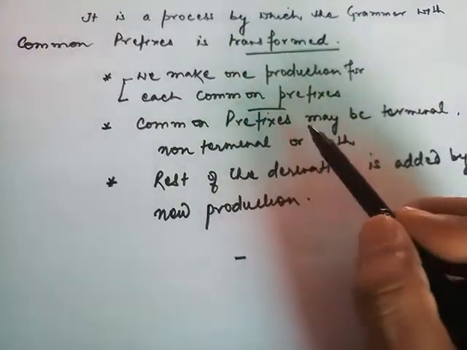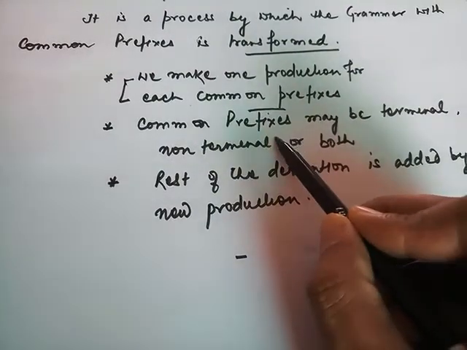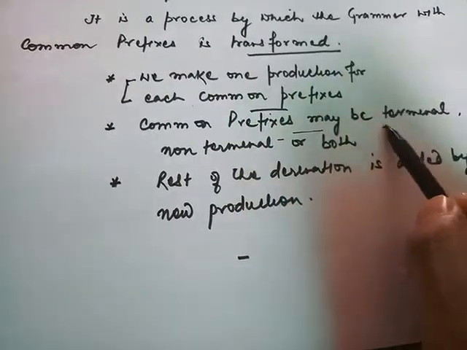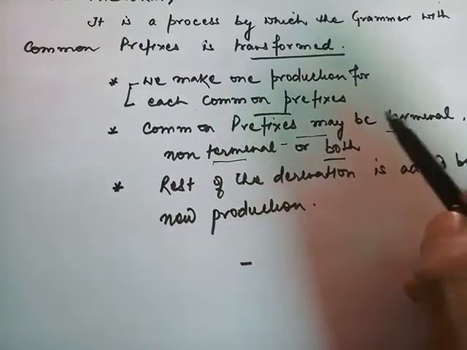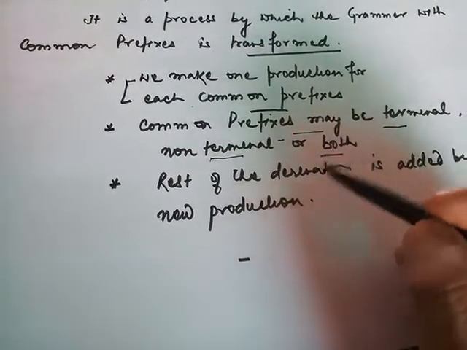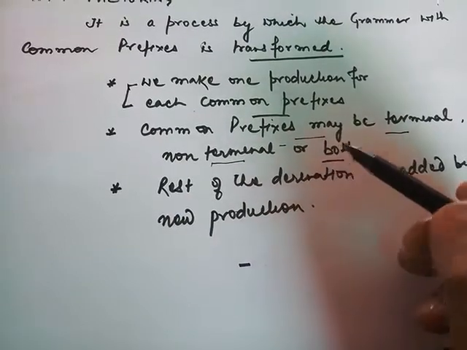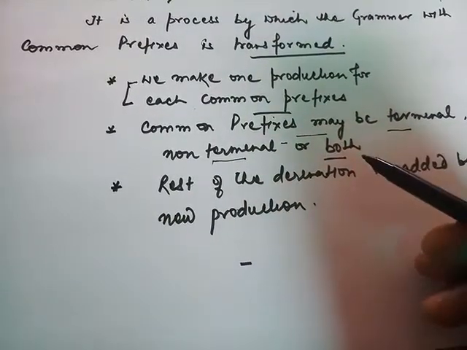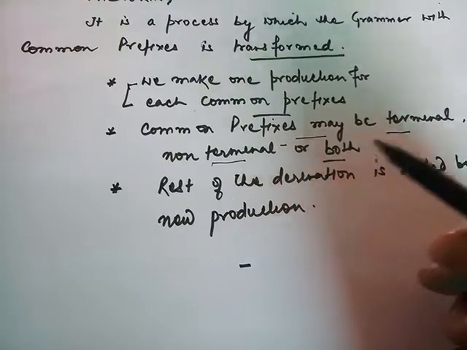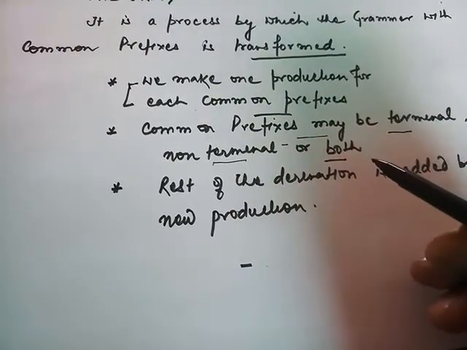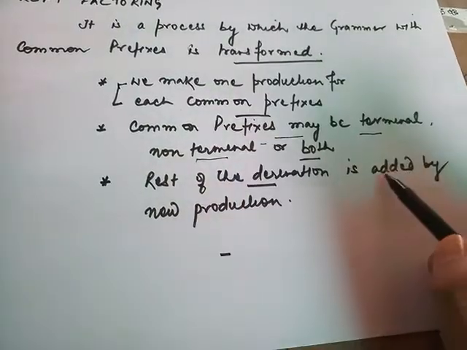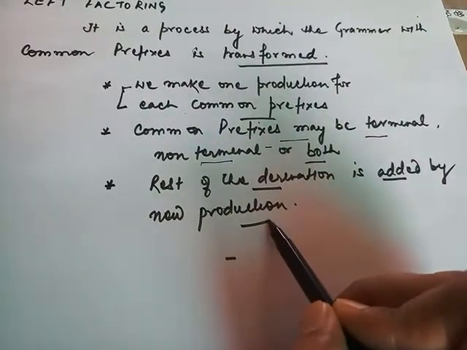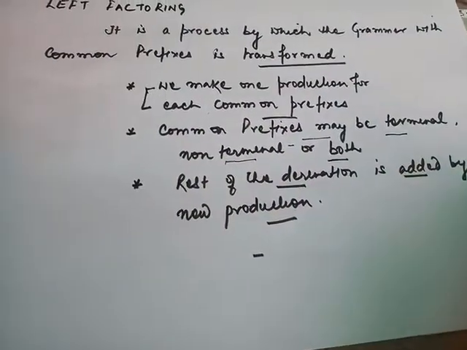Now, common prefixes may contain terminals, non-terminals, or both. So while counting the common prefixes, it may have terminals, small letters, or it may have non-terminals, capital letters. And the rest of the derivation is added by a new production. We'll take some examples so it will be clear.